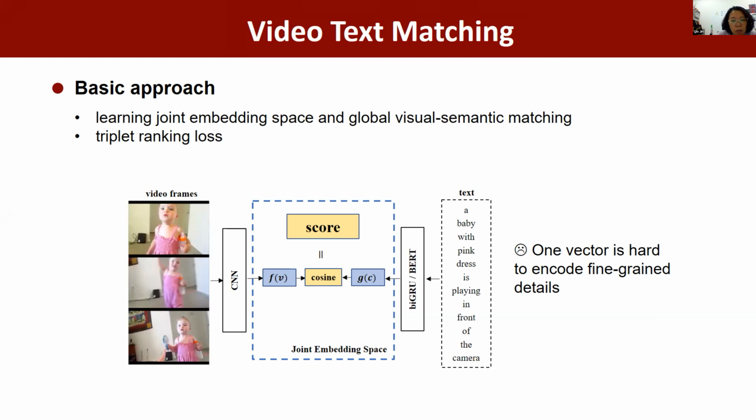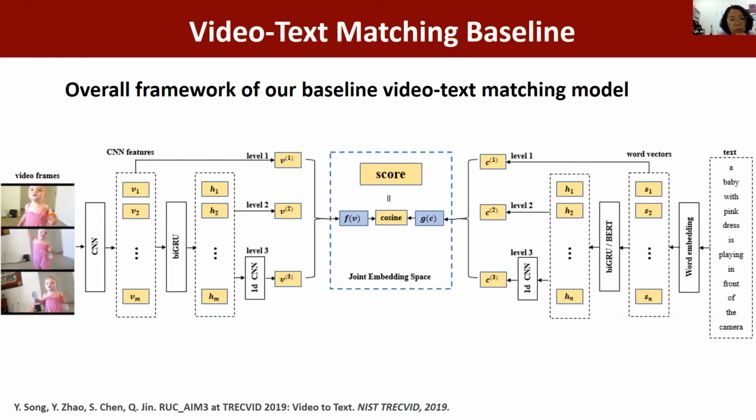However, this type of approach normally embeds the video and the natural language sentence into just one vector. This is very coarse, at the course level, and it will lose much detailed information from the video and from the sentence side. So to overcome this limitation, our baseline model, as shown in this figure, tries to do the video and text encoding at multiple levels.